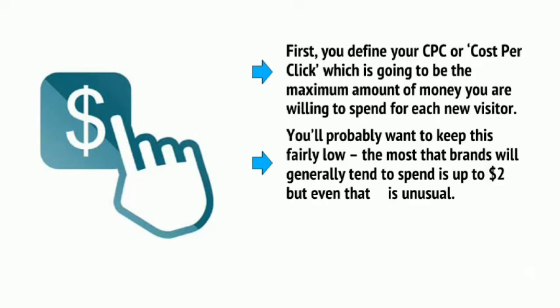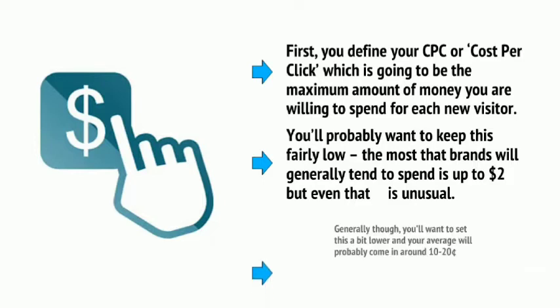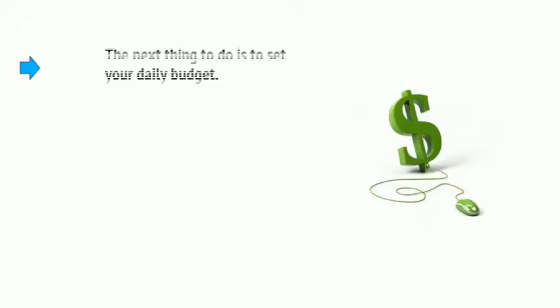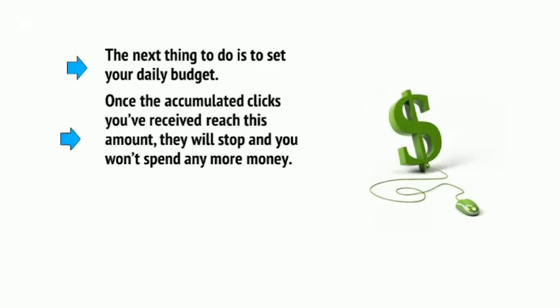The most that brands will generally tend to spend is up to $2, but even that's unusual. Generally, though, you'll want to set this a bit lower and your average will probably come in at around 10 to 20 cents. The next thing to do is to set your daily budget. Once the accumulated clicks you've received reach this amount, they'll stop and you won't spend any more money.